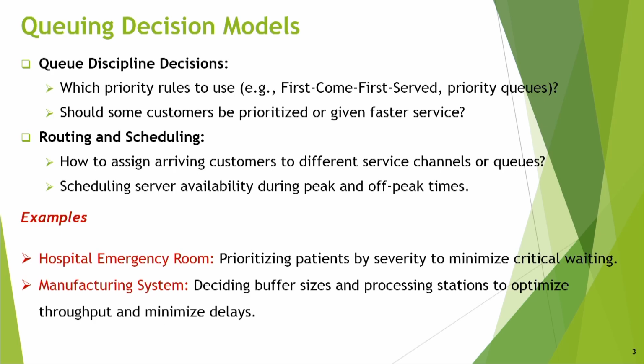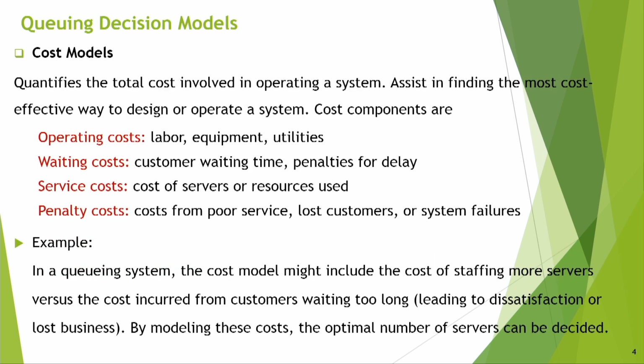And examples are like hospital emergency room, where we prioritize patients by severity to minimize critical waiting. Then manufacturing systems, deciding buffer sizes and processing stations to optimize throughput and minimize delays. In manufacturing systems also we decide extra buffer. And then we use obviously the cost models, which are also part of queuing decision models. Cost models quantify the total cost involved in operating a system. It assists in finding the most cost effective way to design or operate a system.